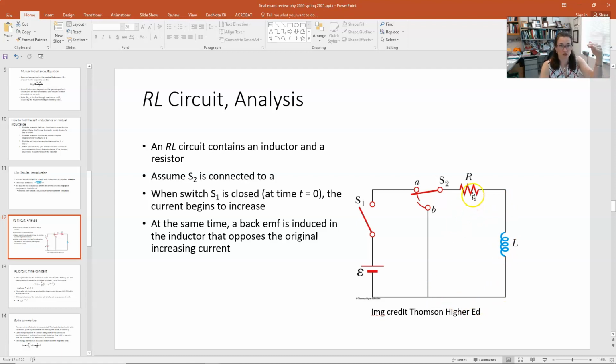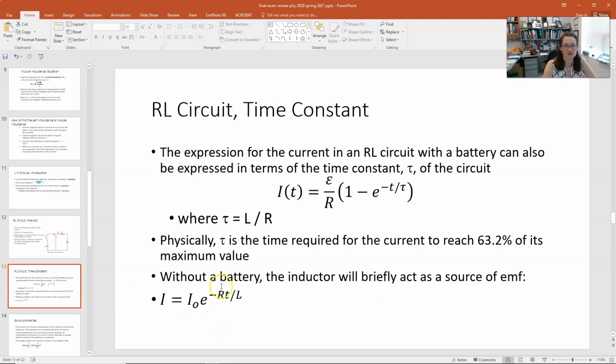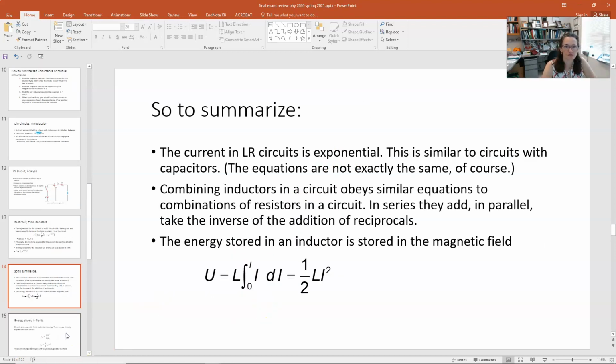So initially, the current will be equal to the EMF of the battery over R. And then, as time goes on, that current will exponentially decay away. And so, without a battery, the current will decay exponentially. You'll have I naught e to the minus Rt over L, or e to the minus t over tau. And that I naught will be the EMF of the battery over R here, okay? So that's what's happening there. So you've got exponential functions for currents in RL circuits.